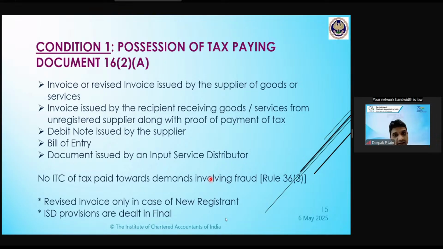Correct. If we don't follow the conditions, we will not get ITC. 16(2) conditions for claiming ITC by the recipient. Yes, it is by the recipient.